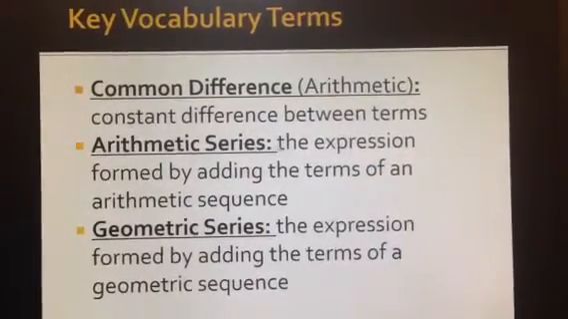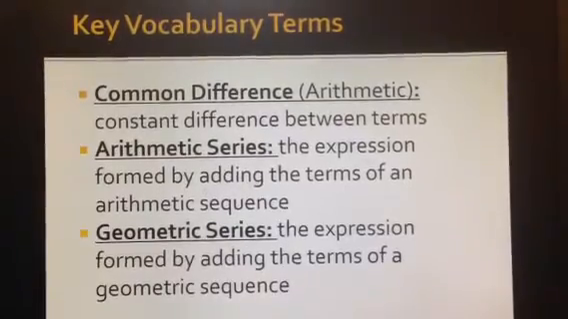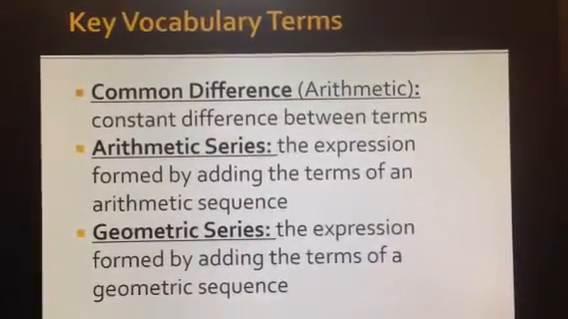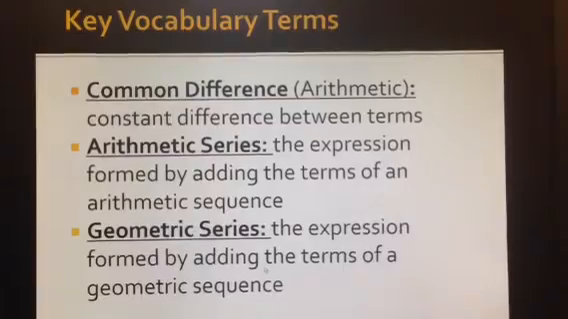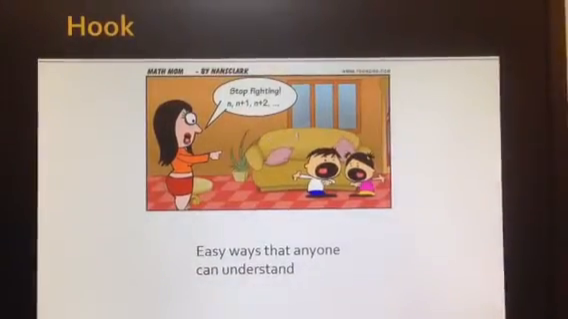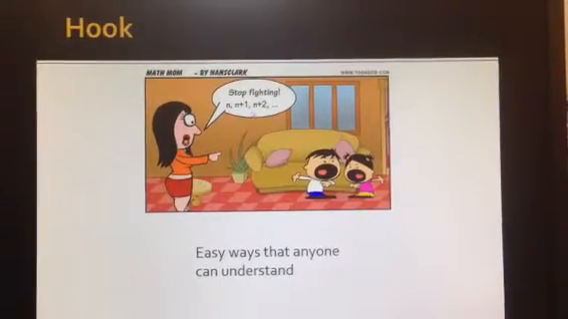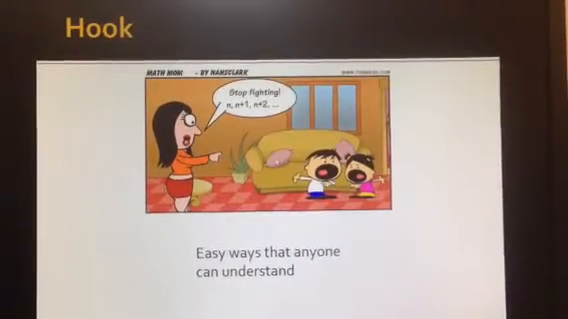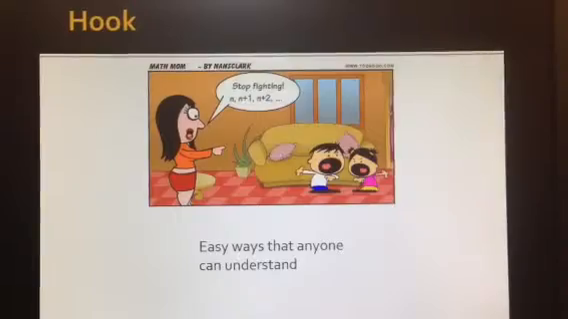An arithmetic series is the expression formed by adding the terms of an arithmetic sequence. And a geometric series is the expression formed by adding the terms of a geometric sequence. And here's a little cool comic that I found, which explains arithmetic sequences a little bit.